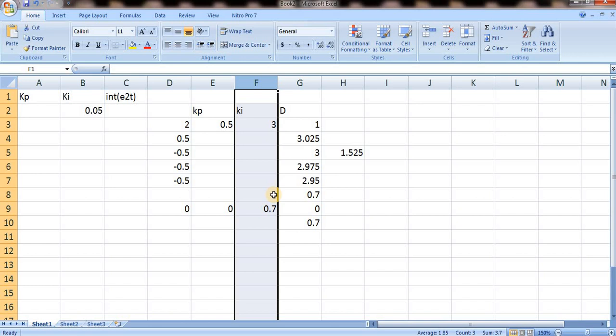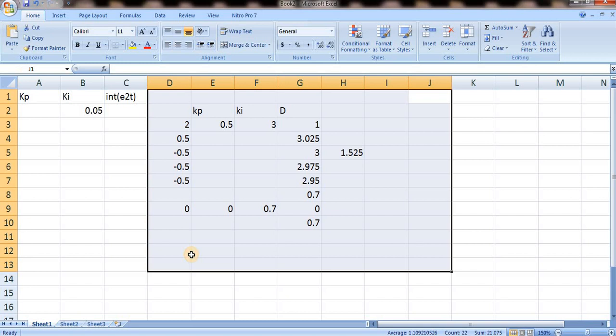The importance of kd I will explain in my next video. So basically PI is working like this.